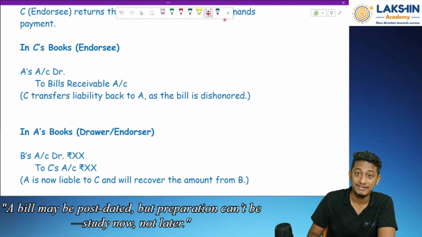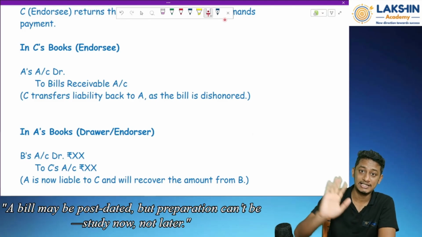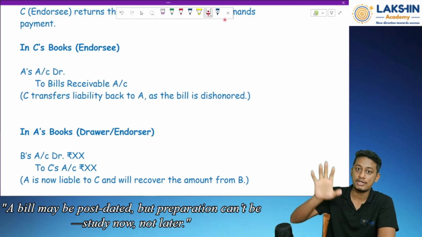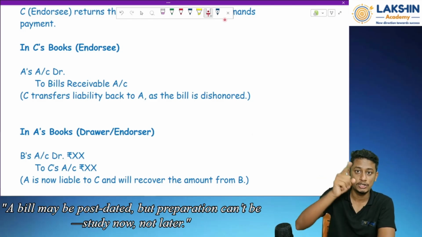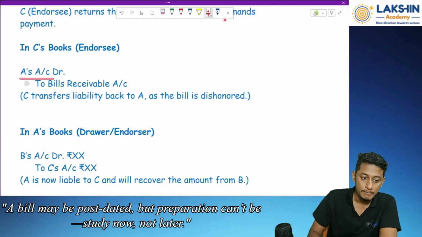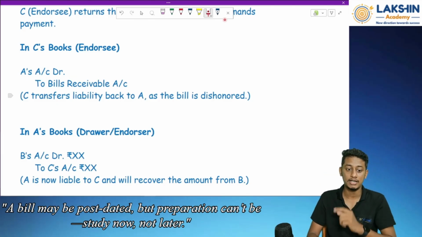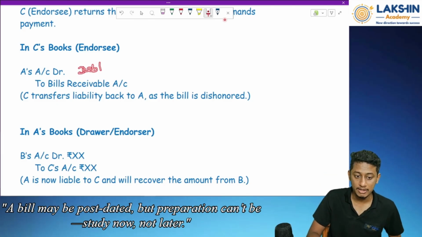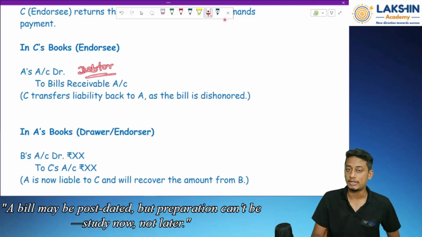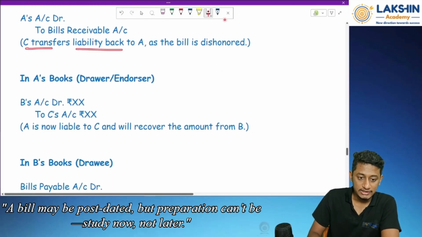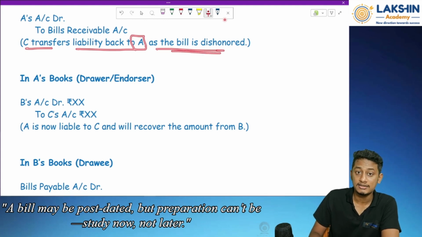But what has happened now? Mr. A's bill is cancelled. I mean, it is not paid, it is dishonored. So he will again catch hold of Mr. A's collar, saying that you need to pay me my money back. So Mr. A's account will be debited once again by increasing the balance in his account. He will become once again a debtor to me. Clear? Then C transfers the liability back to A as the bill is dishonored.